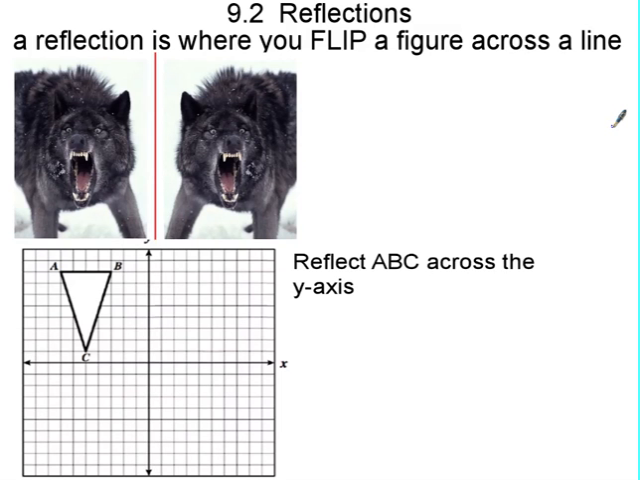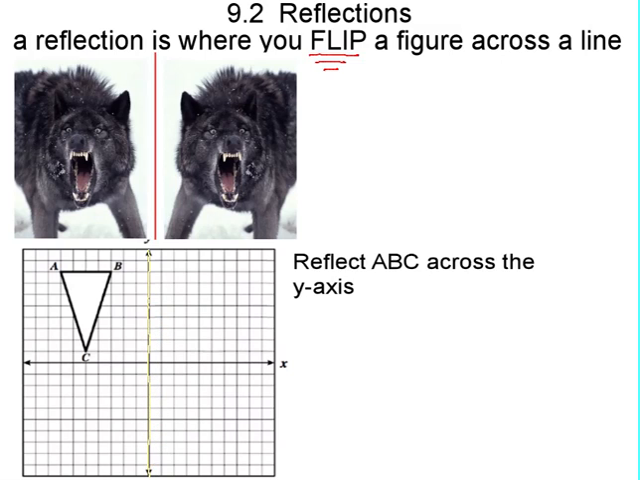Okay, this is 9.2. This is reflection. So a good way to remember this is reflection has FL in it, and flip also has FL. So we're going to be flipping things. First thing we're going to do is reflect across the y-axis. So it's all about the y-axis. You might want to highlight that, or just focus on the y-axis.